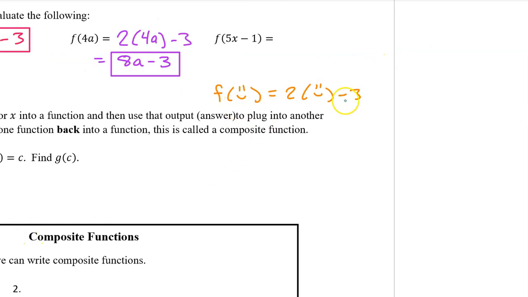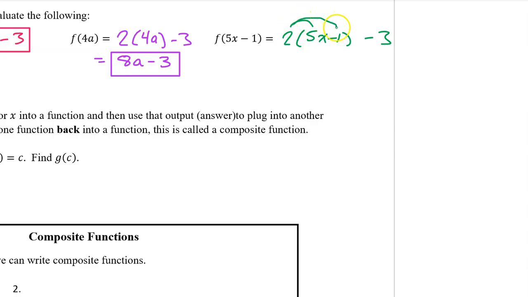Follow this pattern with me. Students struggle with this last one. If f at smiley face is 2 times smiley face minus 3, then f at 5x minus 1 will be 2 times 5x minus 1 minus 3. We can simplify this a little. You can do the distributive property and get 10x minus 2 minus 3. Combining like terms, we get 10x minus 5.